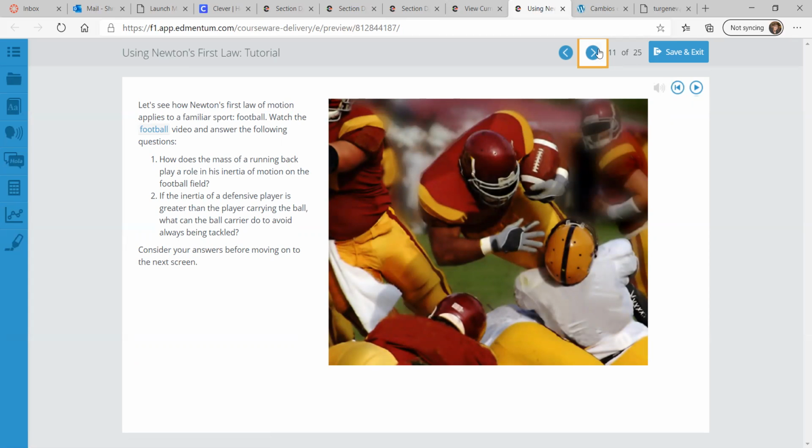So if you guys like football, let's consider that for an example. Here's a video, and then we're going to answer the following questions. How does the mass of a running back play a role in his inertia of motion on the football field? If the inertia of a defensive player is greater than the player carrying the ball, what can the ball carrier do to avoid always being tackled? So let's check this out.